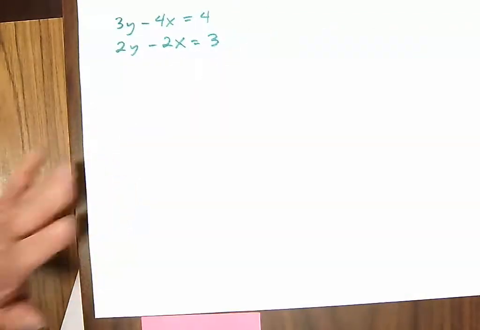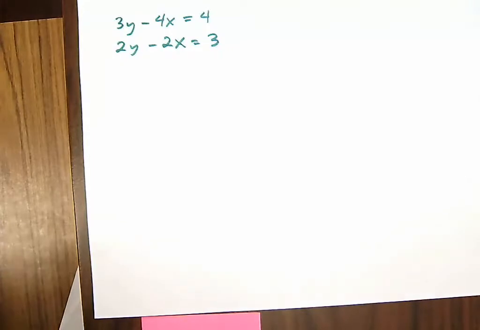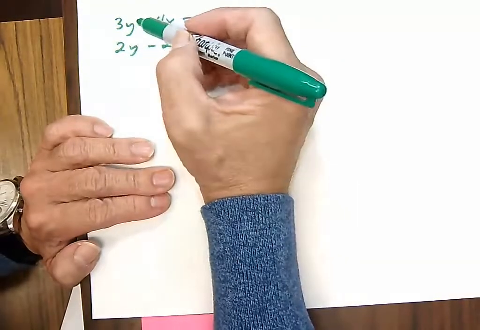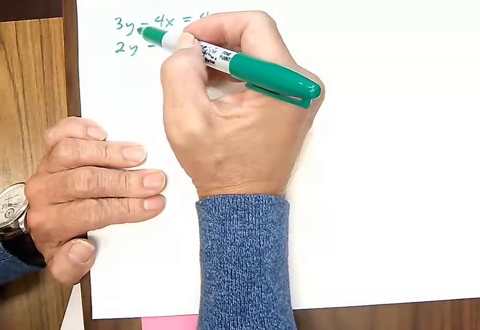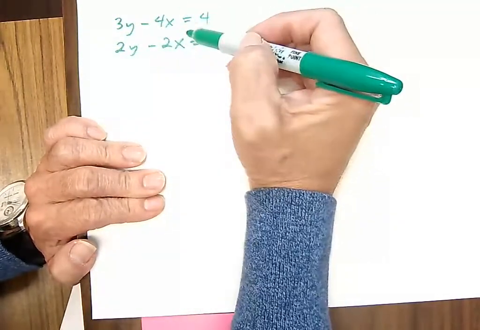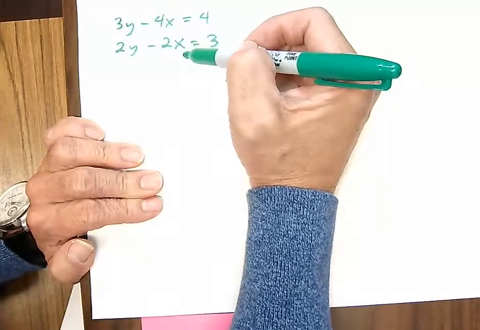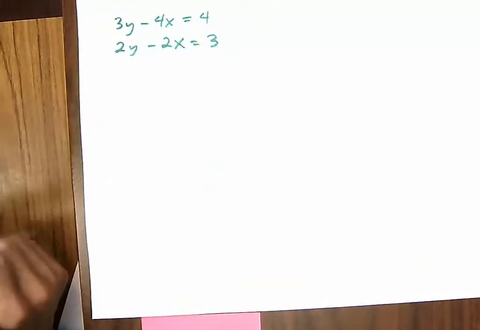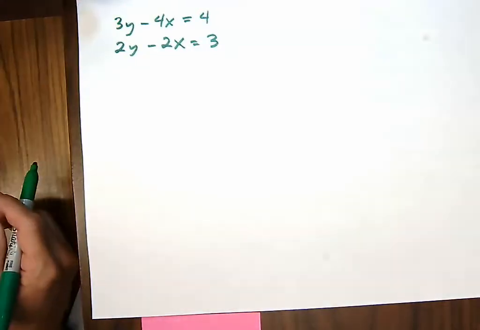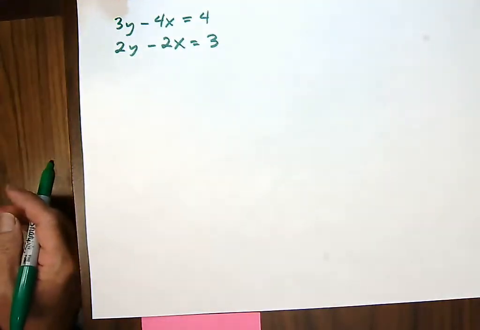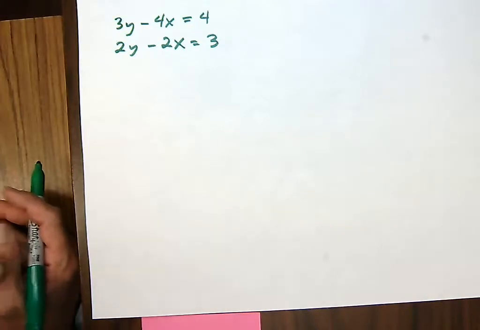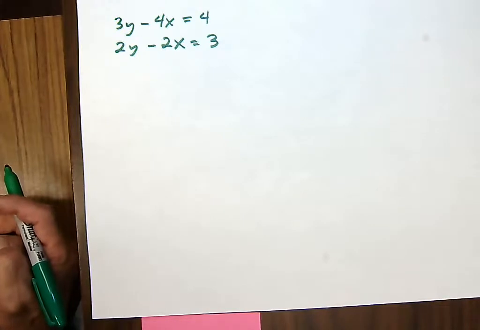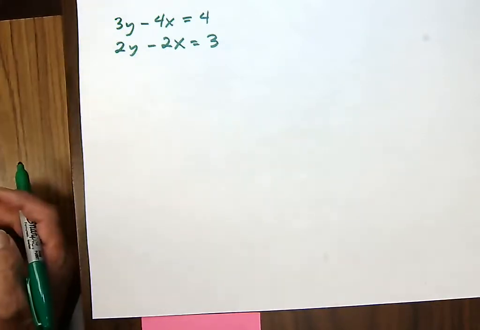Whenever you write down these equation systems and you want to solve them using matrix algebra, make sure that the first variable in each equation is the same, in our case y, and the second variable in each equation is the same, in our case the variable x. If you wanted to, you could reverse the order. You could rewrite the first equation as minus 4x plus 3y equals 4. But if you do that, be consistent and write the second equation down as minus 2x plus 2y equals 3.